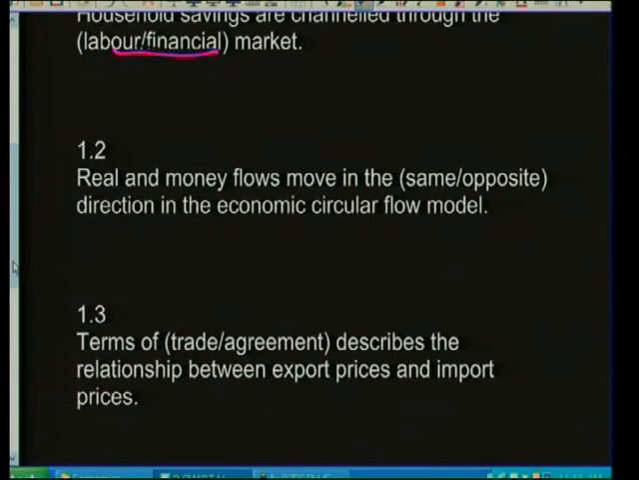Question 1.2. Real and money flows move in the same or opposite direction in the economic circular flow model. Now we know that the real flow includes the flow of goods and services and the flow of factors of production. So the flow of money would be the payment for the factors of production and the payment for goods and services. Therefore, it moves in opposite directions.